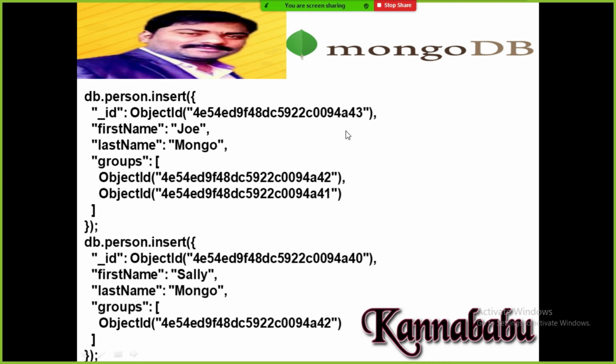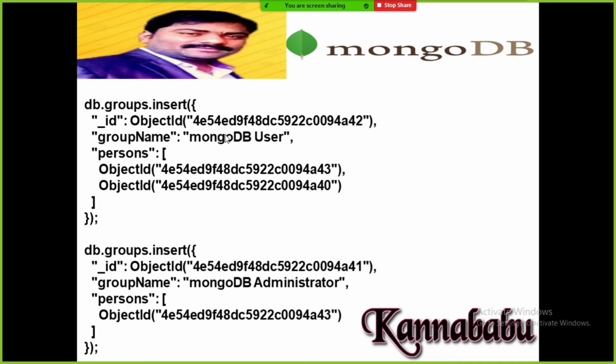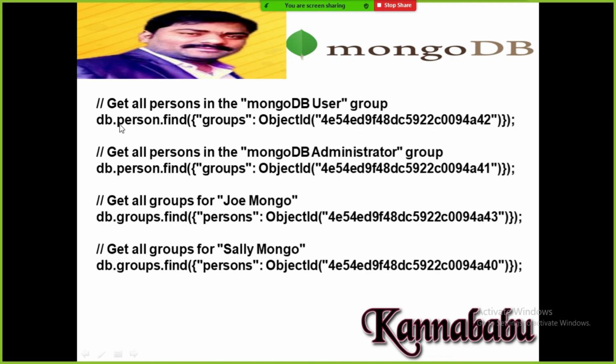42. 42 means how many persons are there? Here, who is there? Sally is there with 42, and Joe is there. Two people will come. So db.person.find of groups colon ID. Just if you mention the ID, it will work. This is the query, actually, to get all the persons who are registered under the MongoDB user group. Query to find all the persons who registered in the MongoDB administrator group: only Joe will come.